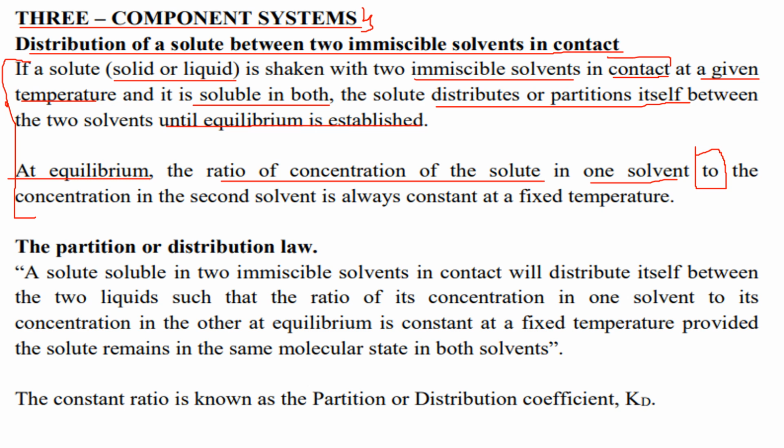So at equilibrium, the ratio of concentration of the solute in one solvent to the concentration of the solute in the second solvent is always constant. This one is very important. The ratio of the concentration in one solvent to the concentration in the other solvent is always going to be constant, provided temperature is kept constant. Now this is what I've been emphasizing.